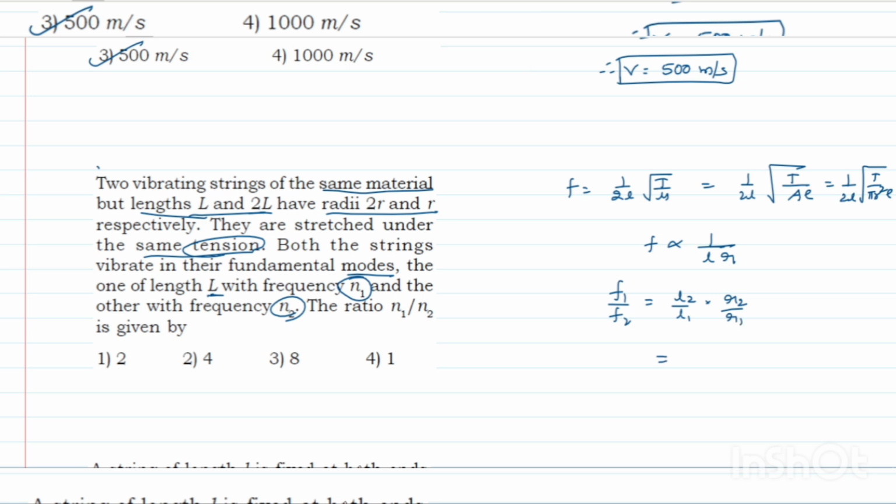So here the length ratios are given, and here the radius is given. L2 is nothing but you can take as 2L, the initial length will be L, and the radius will be 2R by R you can take. L and L get cancelled, R and R get cancelled.